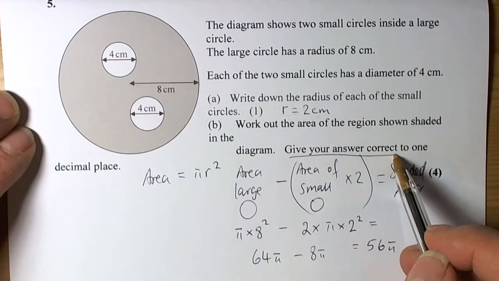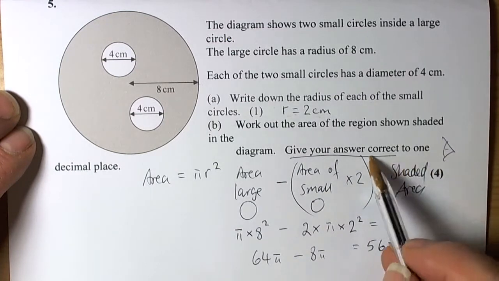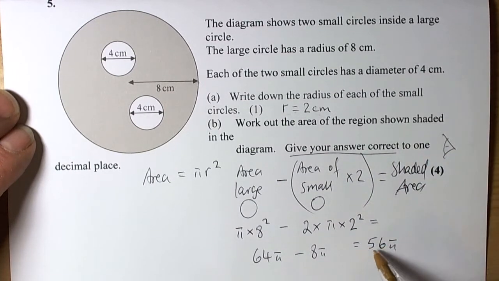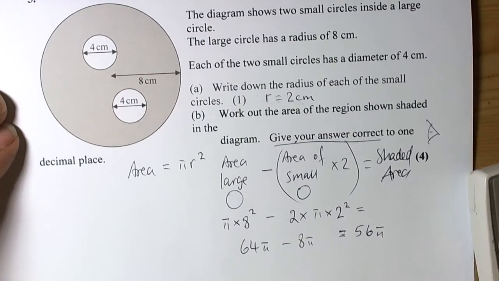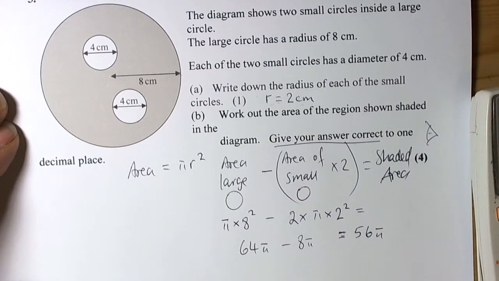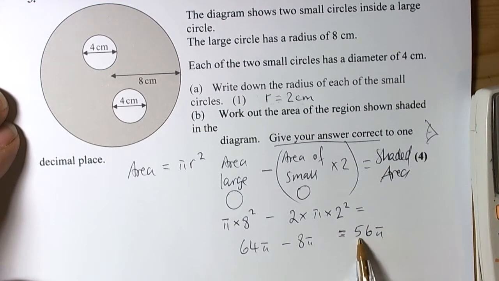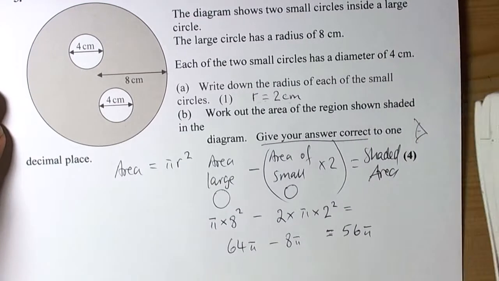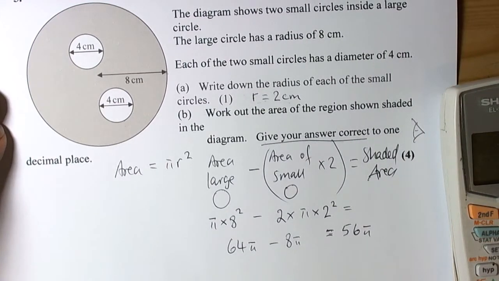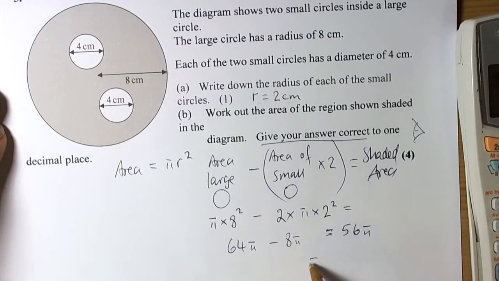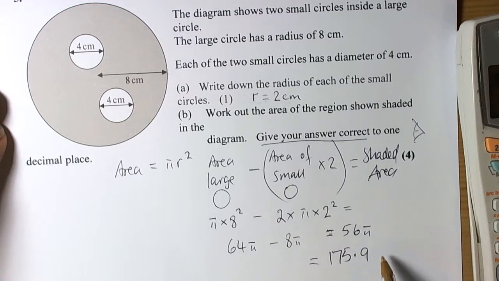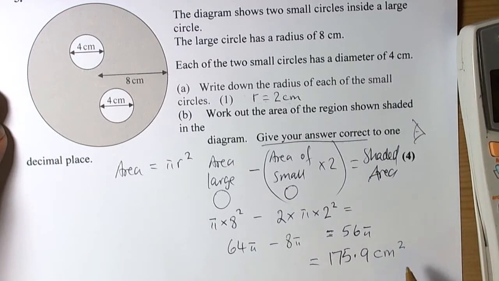But then we realise the question says we want the answer to 1 decimal place, so we can't leave it in terms of pi. Although watch for that, because this question could have been in a non-calculator paper, and they could have said leave your answer in terms of pi, which means you leave it like this, so many pi's. But this one says give it to 1 decimal place, so we actually have to work it out. So 56 times pi gives us an answer of 175.9 to 1 decimal place. That's fine, and the units are square centimetres.